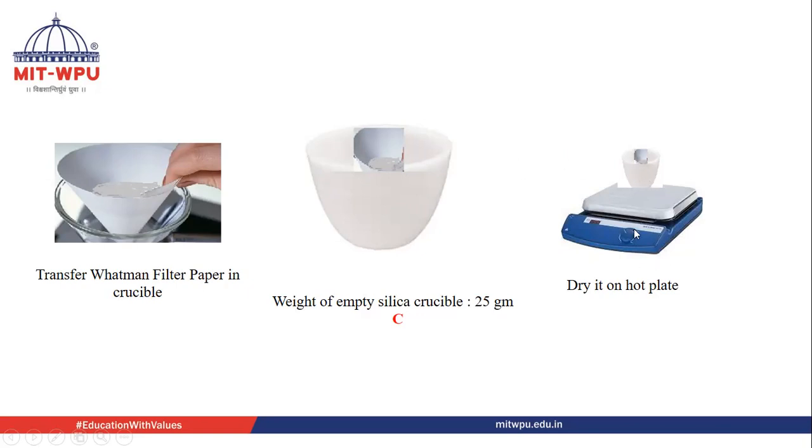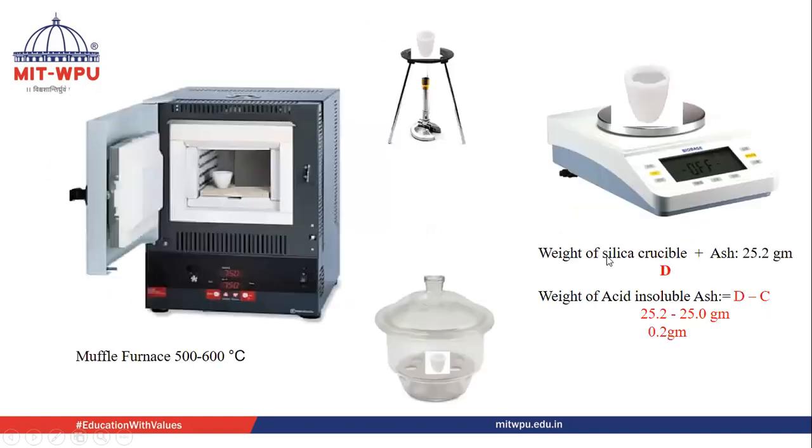So I will keep it on a hot plate, and drying will happen. And once drying is completed, we will do the same way as we did in the total ash. We will keep this crucible into the muffle furnace at the same 500 or 600 degrees Celsius, or I can use this tripod stand and burner. After white color or complete ash formation is there, then I will keep it into the desiccator. This process will not take more time because ash is already formed. We are just having the Whatman filter paper. So hardly in half hour or 1 hour, the process will be completed.